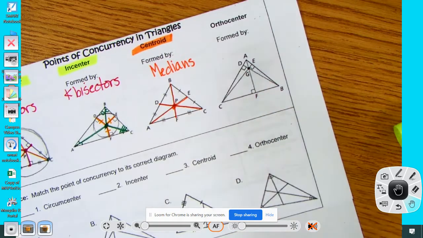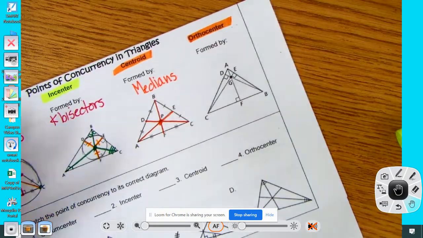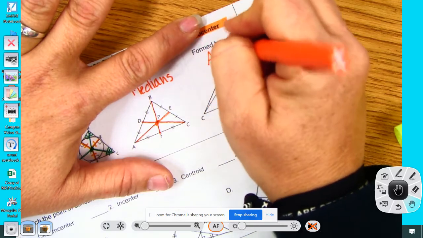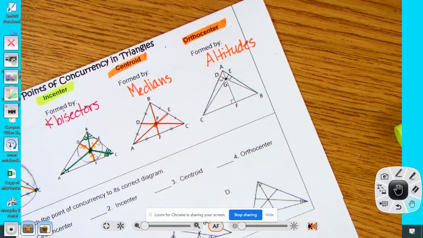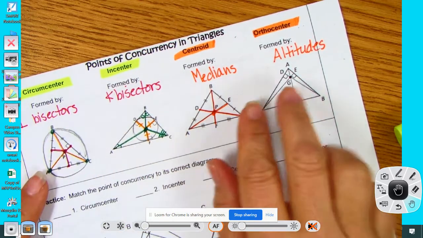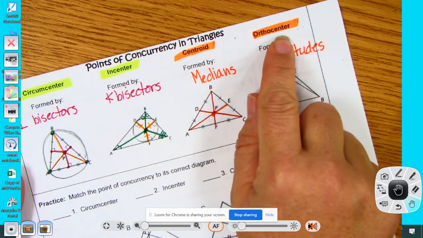And then the last thing, this is our orthocenter. Our orthocenter is formed by your altitudes. And there are no special properties that go with this one, just that your heights all intersect at the orthocenter. Okay, so now not only do you have to remember bisectors and medians and altitudes, now you have to remember the names of the points where they intersect.